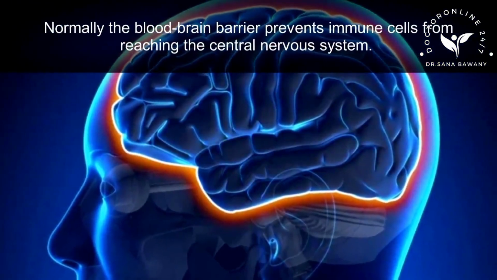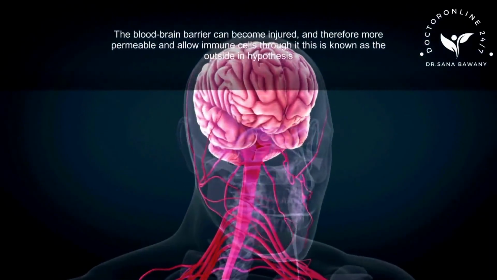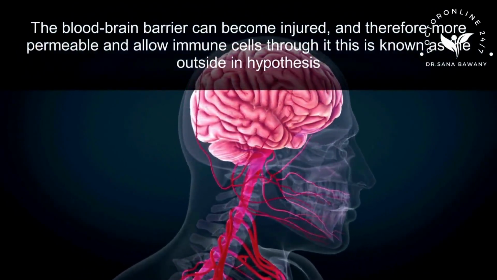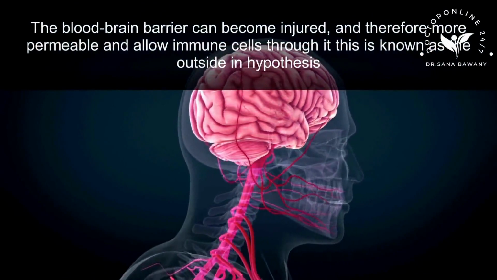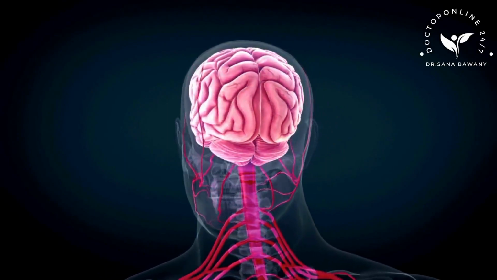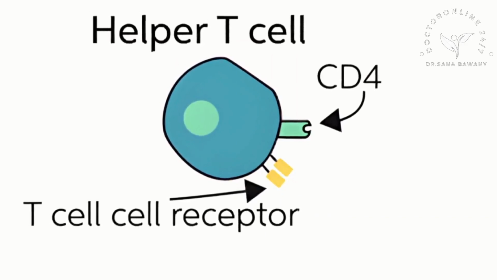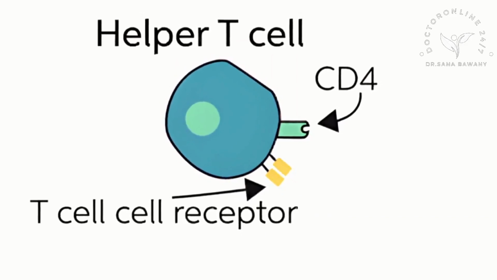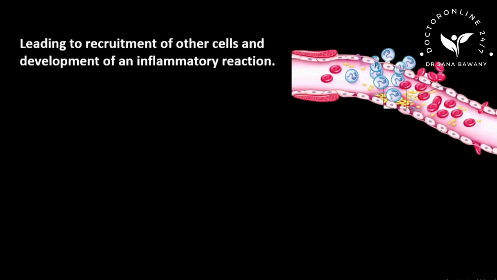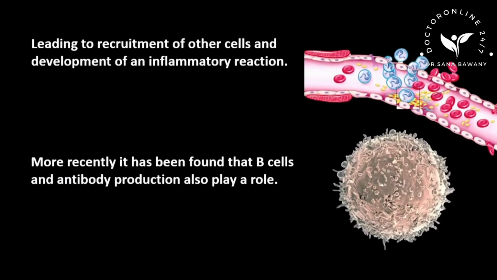Normally the blood-brain barrier prevents immune cells from reaching the central nervous system. However, in certain situations such as after an infection, the blood-brain barrier can become injured, and therefore more permeable and allow immune cells through it. This is known as the outside-in hypothesis, where CD4 T helper cells in particular are thought to mount an immune response against myelin through cross-reactivity, leading to recruitment of other cells and development of an inflammatory reaction. More recently it has been found that B cells and antibody production also play a role.